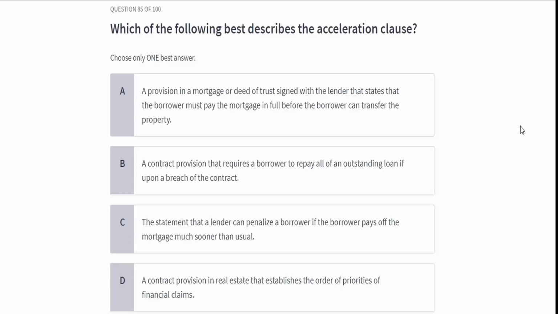Okay, 85. Which of the following best describes the acceleration clause? It gives us four options. A, a provision in a mortgage or deed of trust signed with the lender that states that the borrower must pay the mortgage in full before the borrower can transfer the property. B, a contract provision that requires a borrower to repay all of an outstanding loan if upon breach of contract. Or C, the statement that a lender can penalize a borrower if the borrower pays off the mortgage much sooner than usual. Or finally, D, a contract provision in real estate that establishes the order of priorities of financial claims.